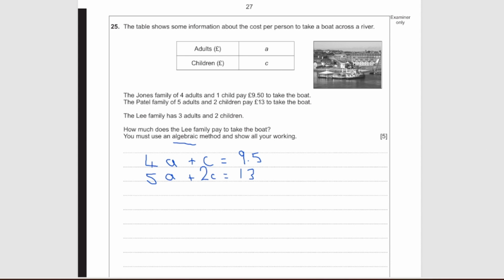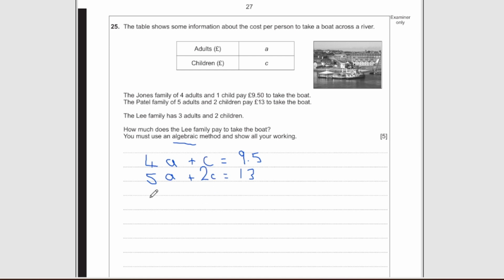Well, the first thing we need to do to solve this is we need the C's to be the same number. Now we could times by 2, but that will make it awkward later on. So actually what we're going to do is take 4A plus C equals 9.5 and multiply that by 4. We're going to multiply 5A plus 2C equals 13 by 2, so that we're left with 4C in both of the equations.